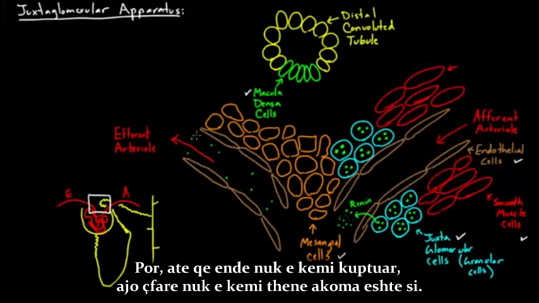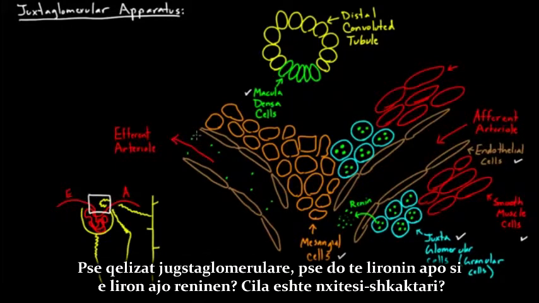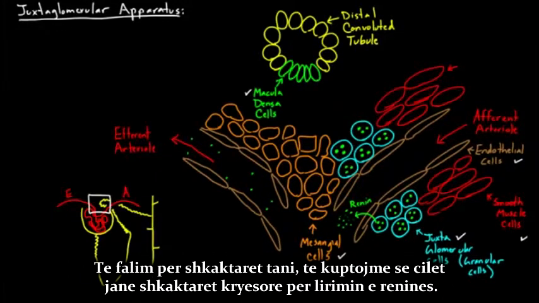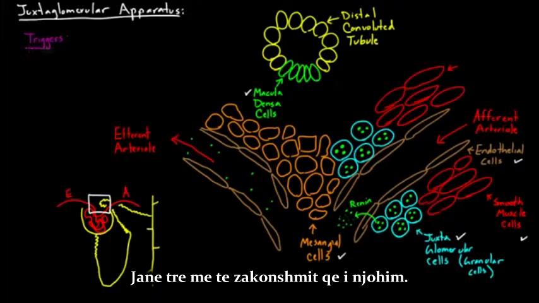But what I haven't said yet is why the juxtaglomerular cells would release the renin, or how they release it. What is the trigger? So let's talk about triggers now. Let's figure out what the key triggers for release of renin are. There are 3 actually, the 3 common ones that we know.